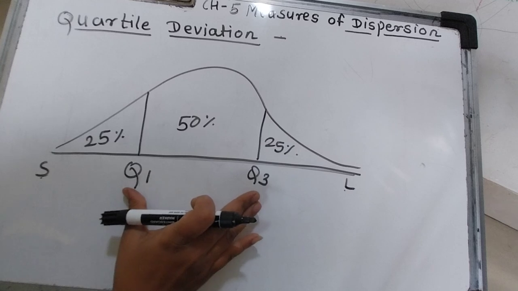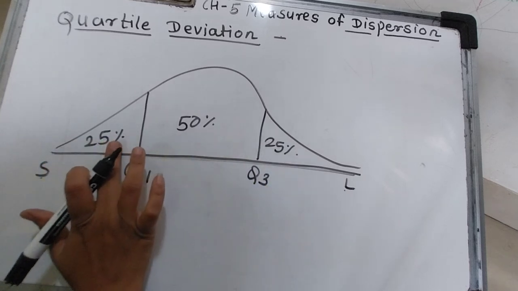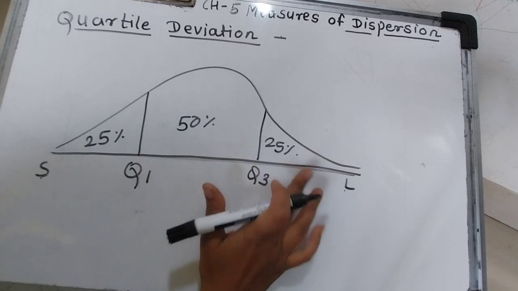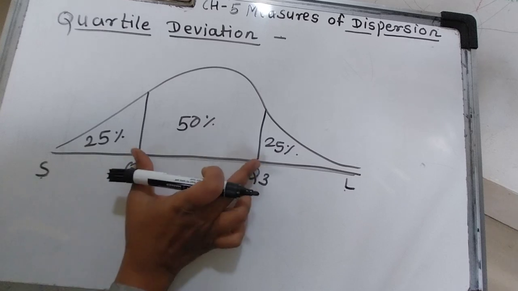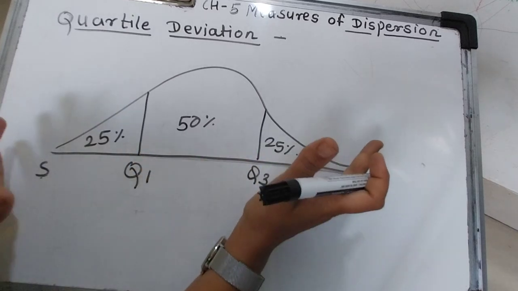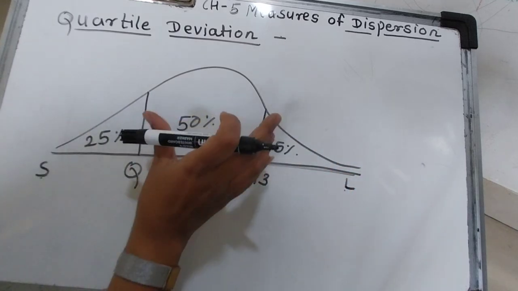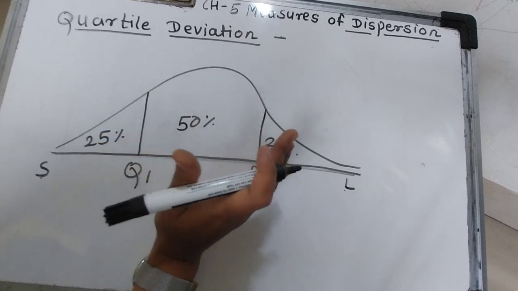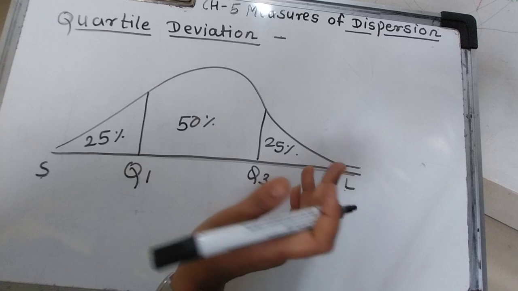Because of Q1 and Q3, the data is distributed into three parts: 1, 2, 3. 25% here, 25% here, and obviously this is the 50%. If we say this is 100% of the data, then this is 25, 25 here, and the middle is 50%. So what is the definition of quartiles?